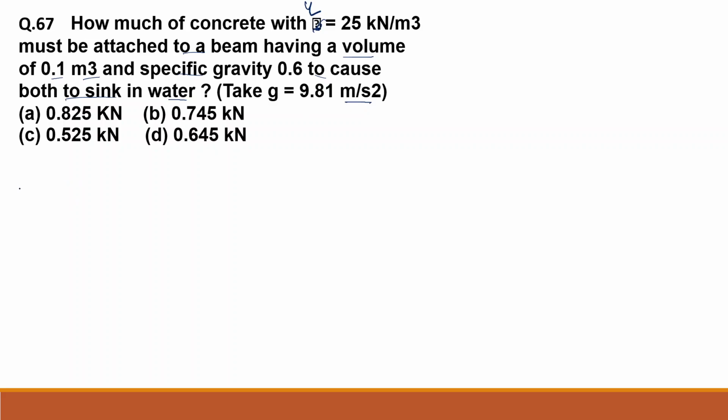First, for solving this one, we need to write the values, whatever the values are given. Gamma is equal to 25 kilonewton per meter cube, and the volume also is given, 0.1 meter cube, and specific gravity also is given, 0.6, and gravity also is given, 9.81.